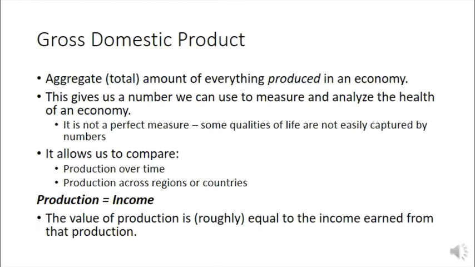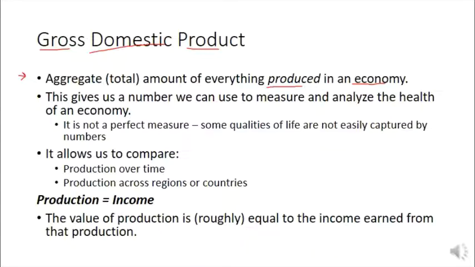So let's start just by looking at the words in it. Gross, meaning all, aggregate, the total amount of everything produced in an economy. Domestic is in the economy, and product is production. We're actually going to go deeper on this definition. I know this seems straightforward, but we're really going to do a deep dive into it because it ends up being a very powerful definition. What GDP is, like I said, is the aggregate or total amount of everything produced in an economy, which gives us a number that we can use to measure or analyze the health of an economy.